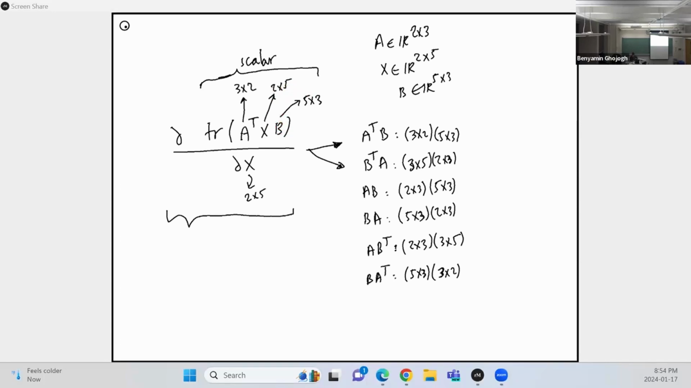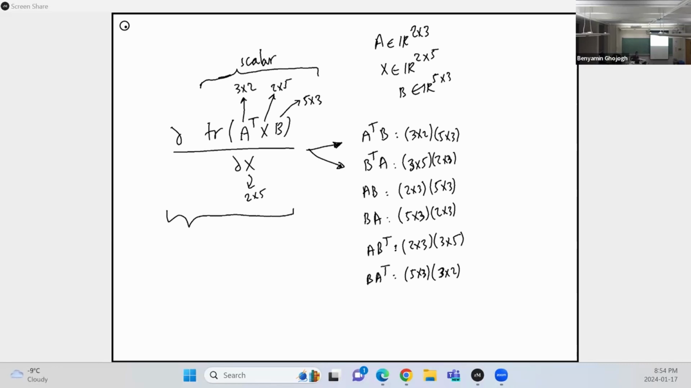But what thing? Can I say 5 by 7? No, do you know why? Because the whole thing becomes 3 by 7, the whole A transpose XB. And I know that the input of trace must be a square matrix. So as A transpose was 3 by 2, B must be 5 by 3. So the whole thing becomes 3 by 2 times 2 by 5 times 5 by 3. So the whole thing becomes 3 by 3. Did you see how I assigned fake dimensionality?